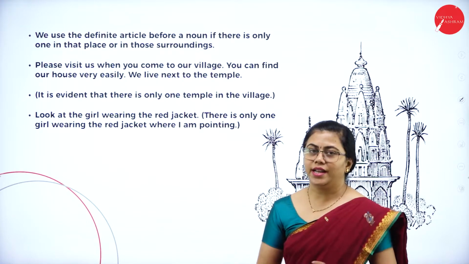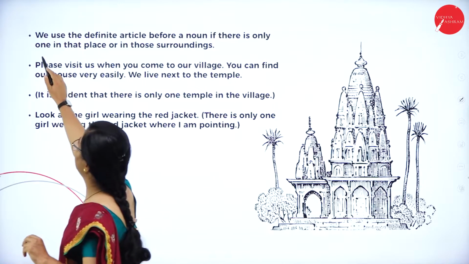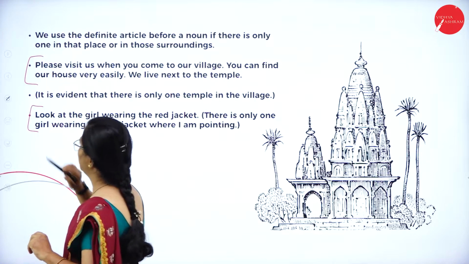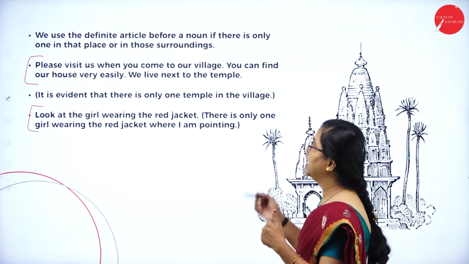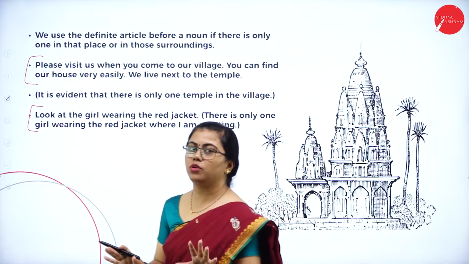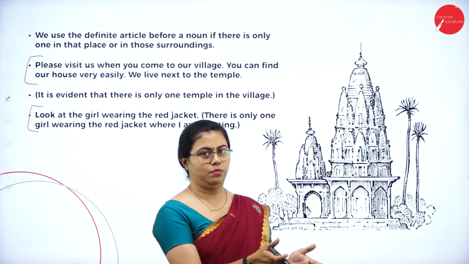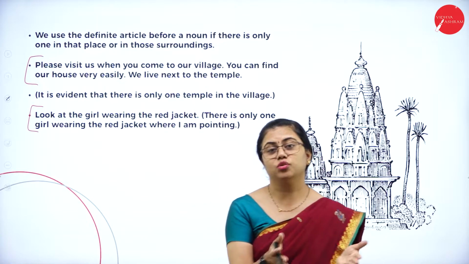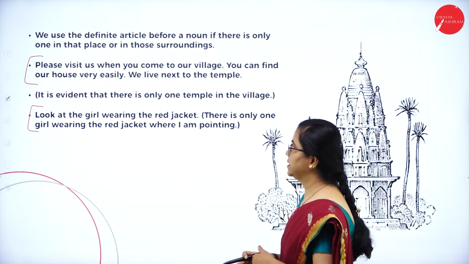This is a very important example you must understand. So here are sentences as examples. We use this definite article before a noun. We use it when there is only one in that place, in that surrounding. Suppose we are talking about something, maybe a hotel or a restaurant. It is one in that place, only one in that place. At that time we use this definite article. So let us see that in an example.